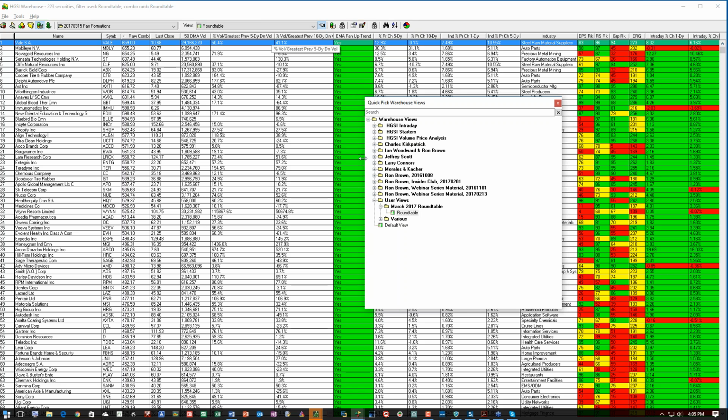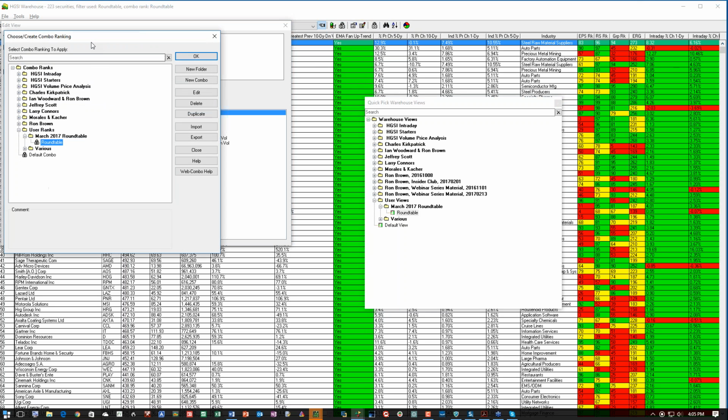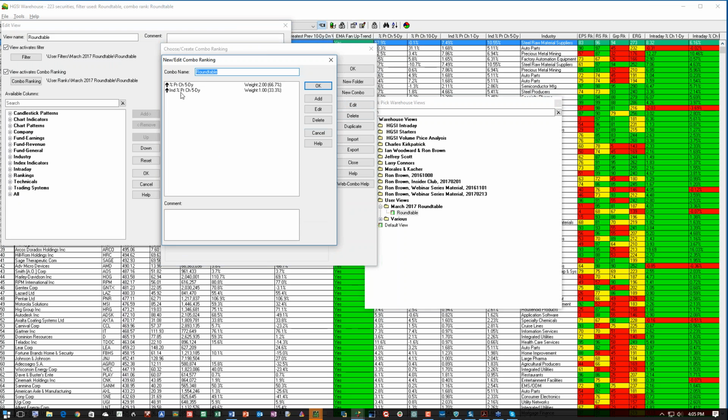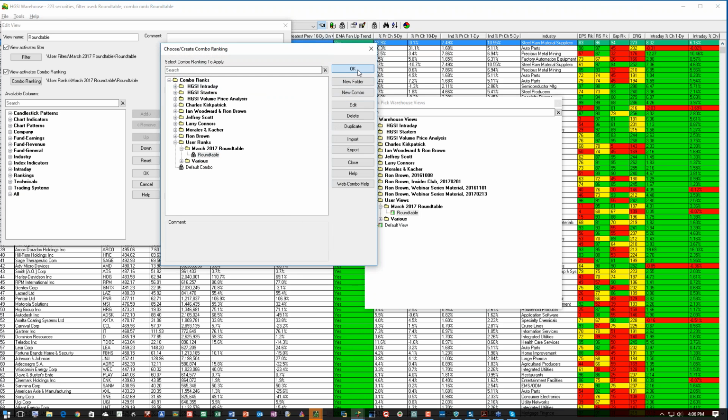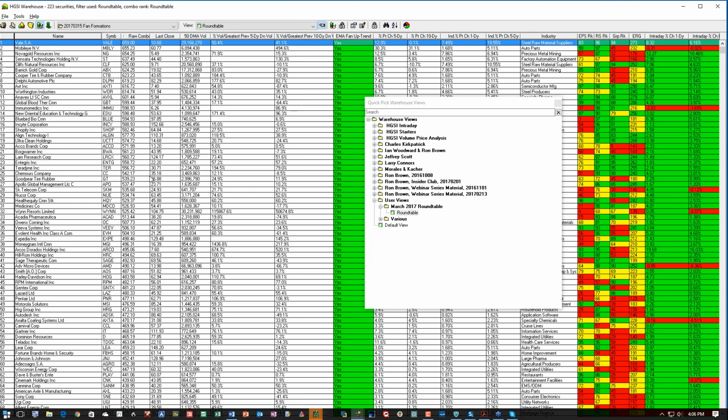Next, I built a combo which I attached to this. I'll open this, and the combo is very simple. It's a percentage price change 5-day of the security. I weighted that twice as heavily as I did the industry percentage price change for the group, because I'm looking for stocks that are strongly outperforming that group over the 5-day period. Let's see how this worked out.